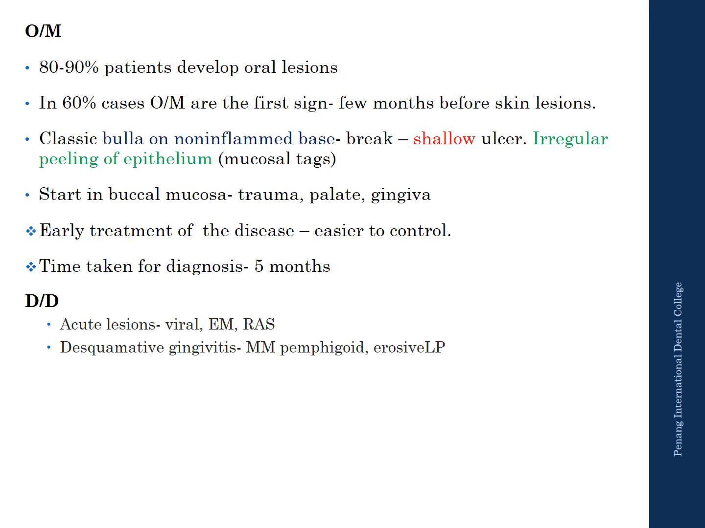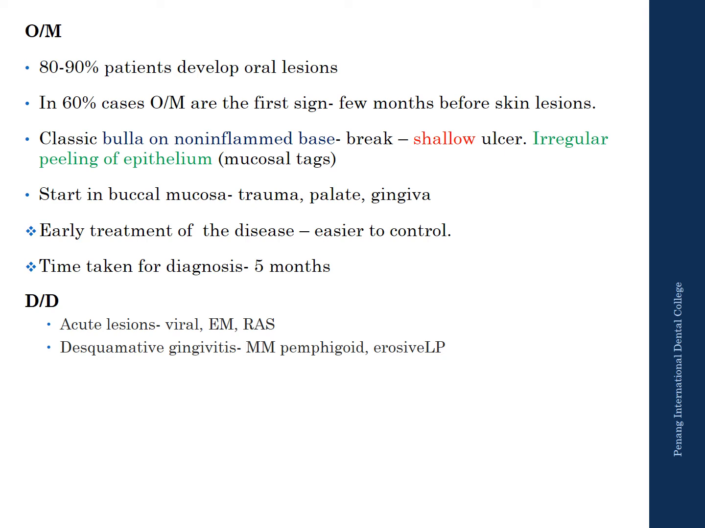Oral manifestations are seen in 80 to 90% of the patients, and in 60% of the cases, the oral manifestations are the first sign. Generally, these patients report to the dentist with a minor ulcer or notice multiple ulcers in the oral cavity a few months before the skin lesions actually erupt. Classical bullae are seen on a non-inflamed base, which break into shallow ulcers, and there is irregular peeling of the epithelium in the oral cavity, leaving mucosal tags.